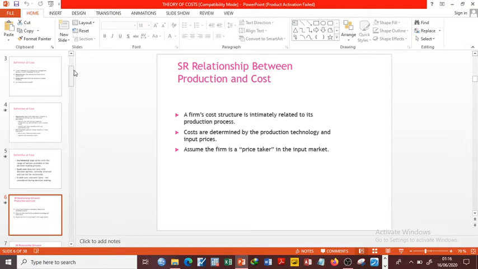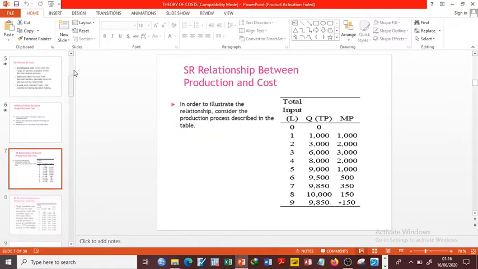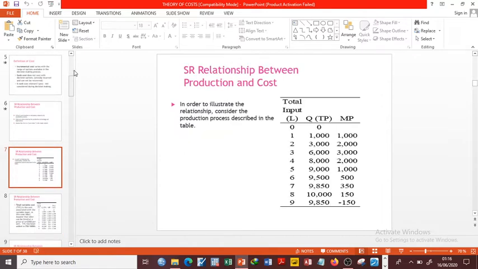And costs are determined by production technology and input prices. So assuming the firm is a price taker in the input market, this would basically be a perfectly competitive market structure. Now, this is the relationship between production and costs.